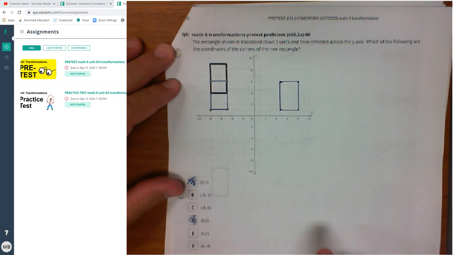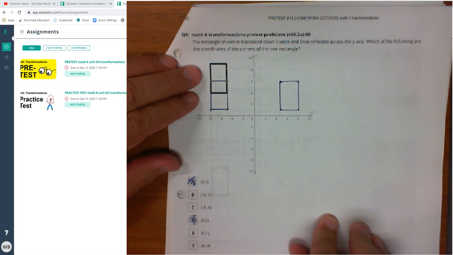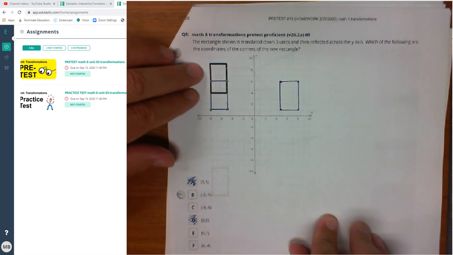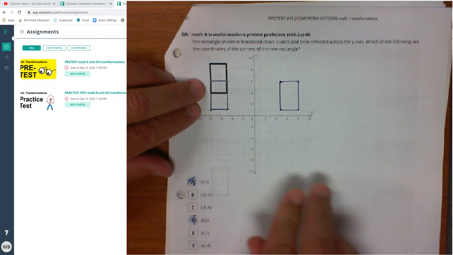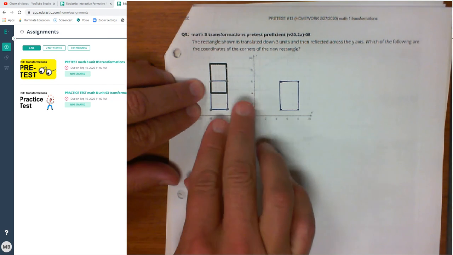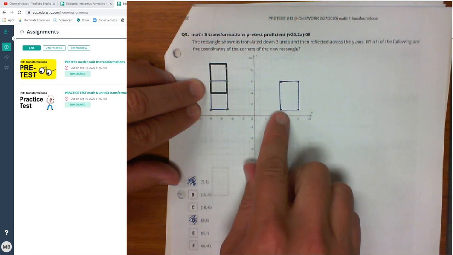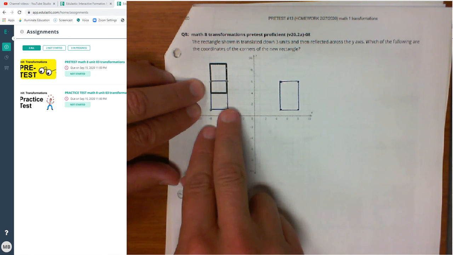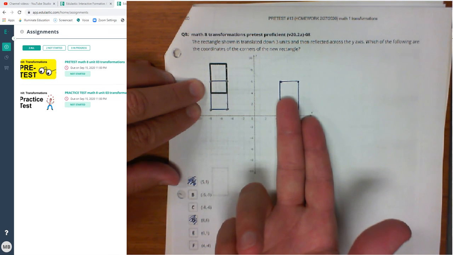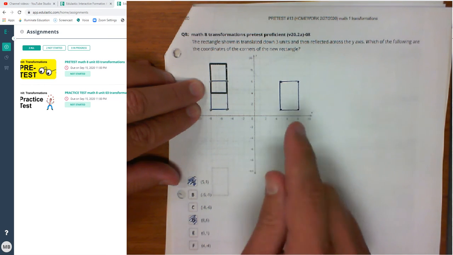Focus, there it is. A rectangle is shown, translated down 3 units. The rectangle shown is translated down 3 units and then reflected across the y-axis. Which of the following coordinates are corners of the new triangle?